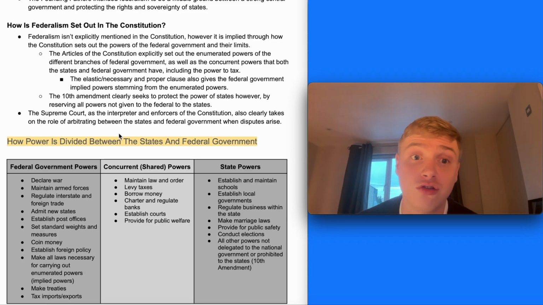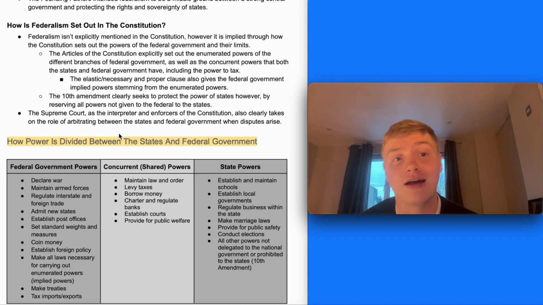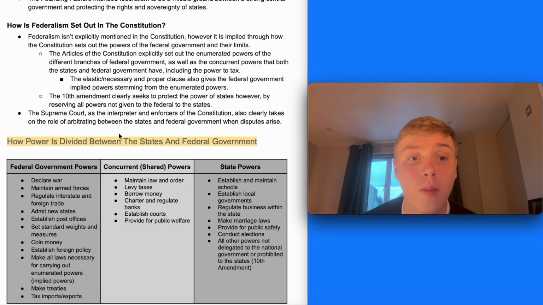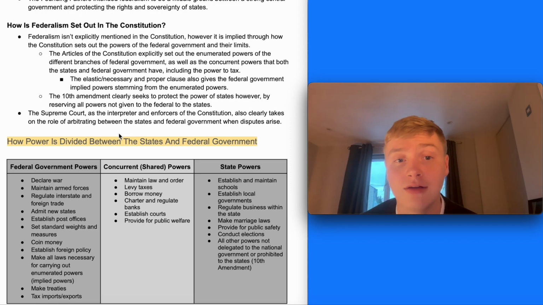The articles of the Constitution explicitly set out the enumerated powers of the different branches of federal government, as well as the concurrent powers that both the states and federal government have, including the power to tax. And then the 10th Amendment clearly seeks to protect the power of the states by reserving all powers not given to the federal government to the states. The Supreme Court, as the interpreter and enforcer of the Constitution, also clearly takes on the role of arbitrating between the states and federal government when disputes arise.